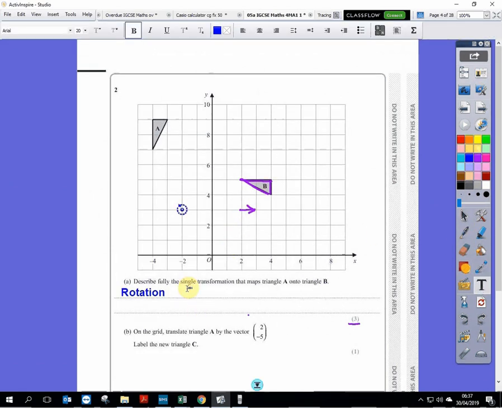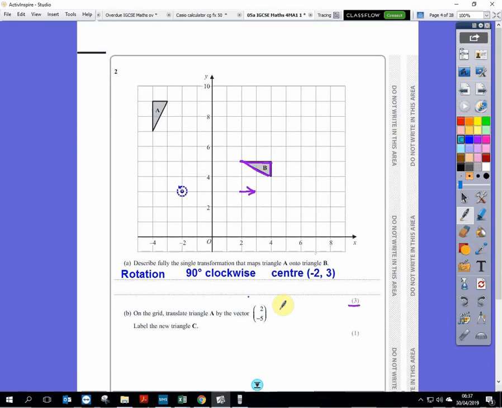So we say that, rotation 90 degrees clockwise. And the center point is also correct. The center point is negative 2, 3.